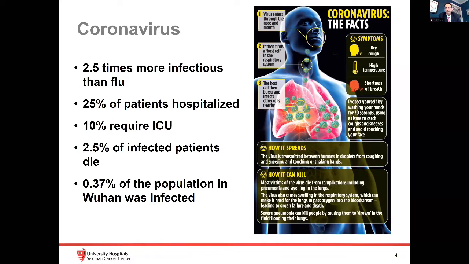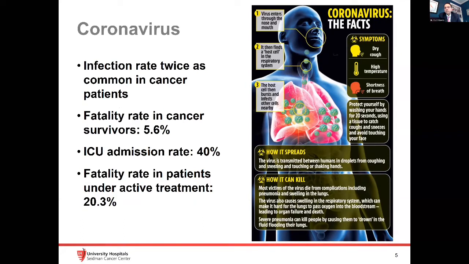Now, the bad news is that for cancer patients, when they looked at that in Wuhan, the infection rate was twice as high. When you looked at the number of infected patients who were cancer patients per capita, there was a higher infection rate in cancer patients, and the highest was seen in lung cancer patients because of their predisposition, if you will, already to lung pathologies.